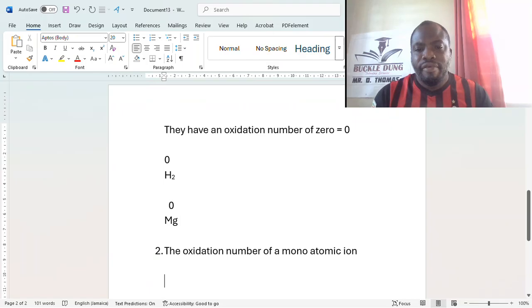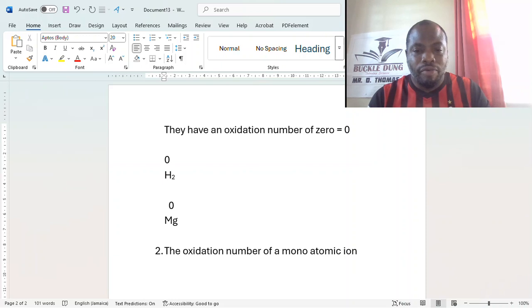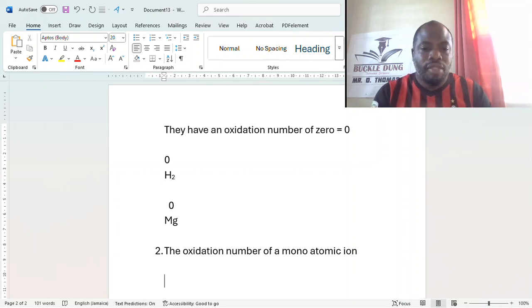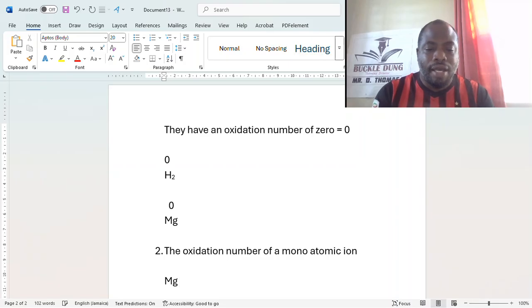Remember, we have both cations and anions. When we say mono, it means one, and the other version would be a polyatomic ion, where you have more than one atom. Now for the monoatomic ion, and this is why I said that knowing your ions is a plus, we can look at magnesium again. The magnesium ion would have been 2 plus.